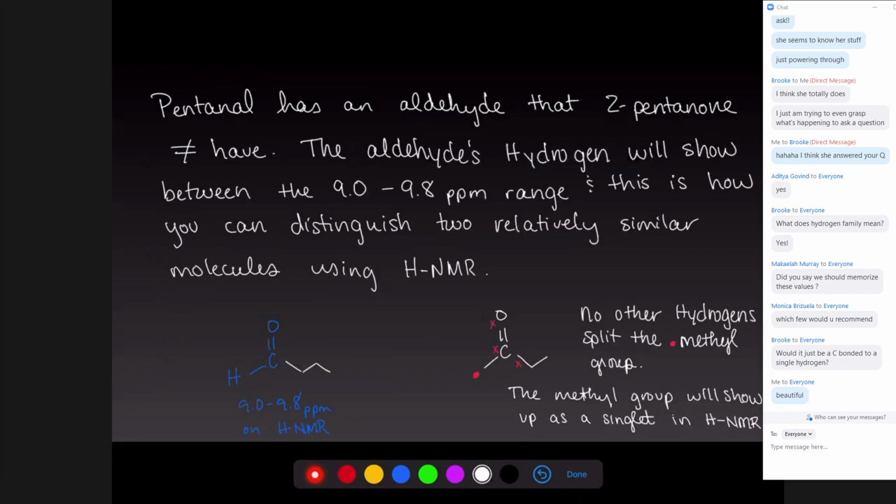No other hydrogens split the methyl group. So that's how we're able to distinguish these two from each other. The methyl group will show up as a singlet in HNMR. Any questions on that?